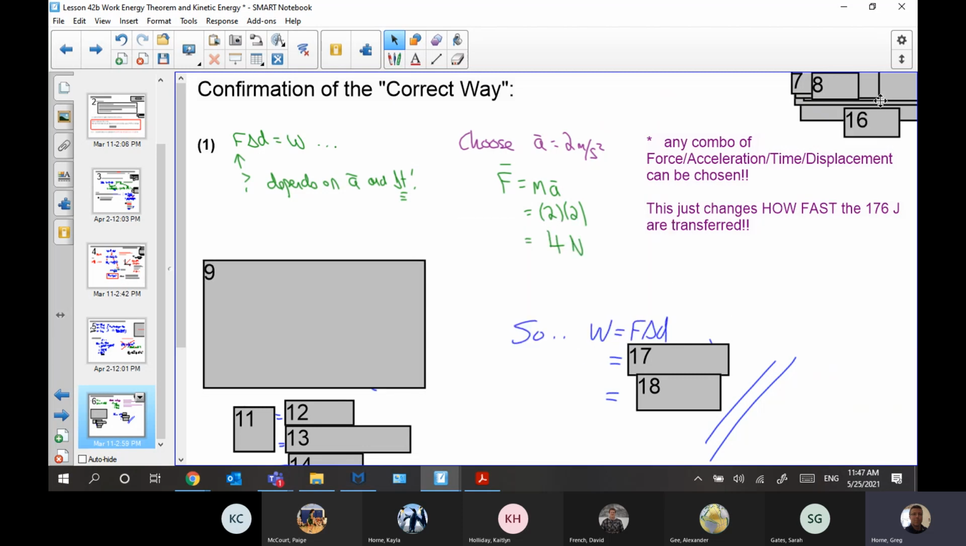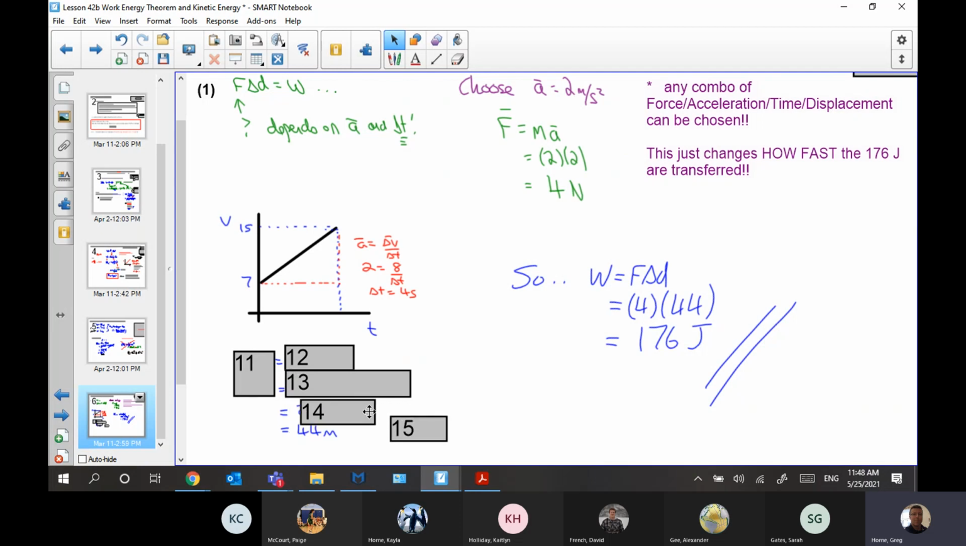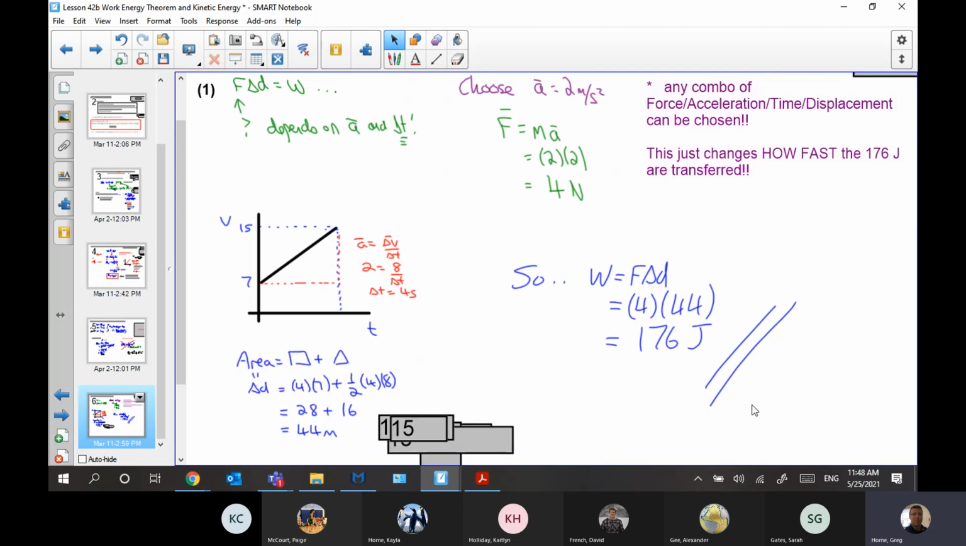Work done would be force times displacement, which would be the 4 times the 44. The 44 comes from analyzing what kind of displacement we get with those forces and those accelerations, right? So you'd actually calculate out, we end up with 44 meters of displacement. And so the amount of work done matches, like I said. I just put it in reverse order, I guess.